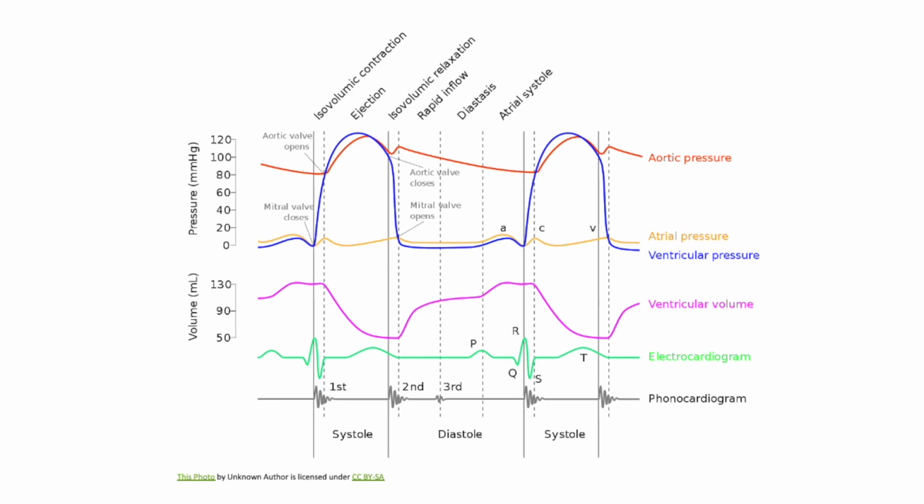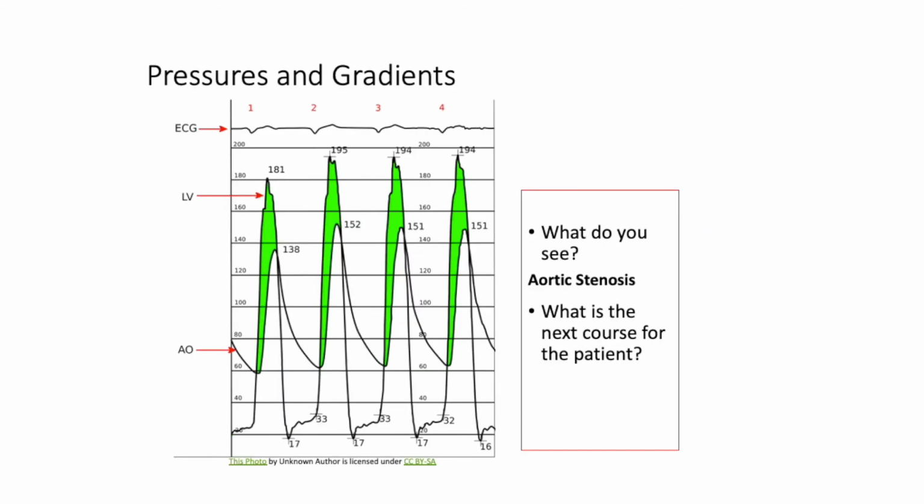We'll look at this next slide of pressures and gradients, and we have an LV pressure and an AO or arterial pressure. And so we see that the LV pressure is higher than the systolic AO pressure. This isn't normal. Your LV pressure and your aortic pressure during systole should match, should be very, very close.